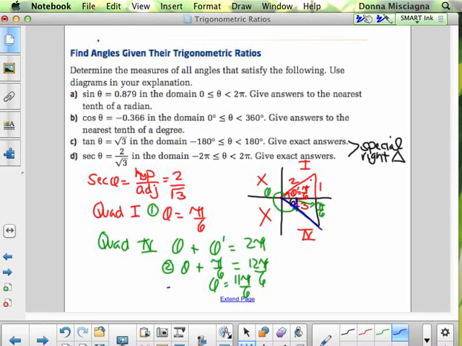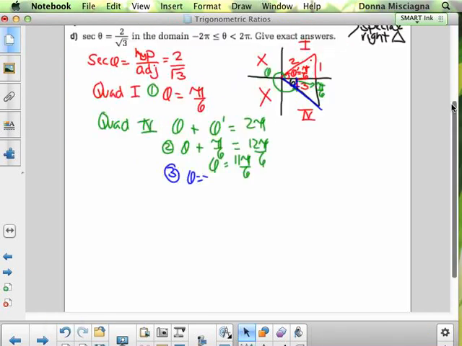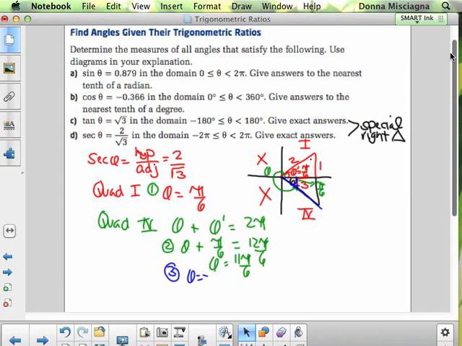So answer number 3 is negative. Oops. Don't hit the extend a page when you're writing, unless you want your page to do that. All right, and so that would be negative pi over 6. So we just went pi over 6 in the other direction.